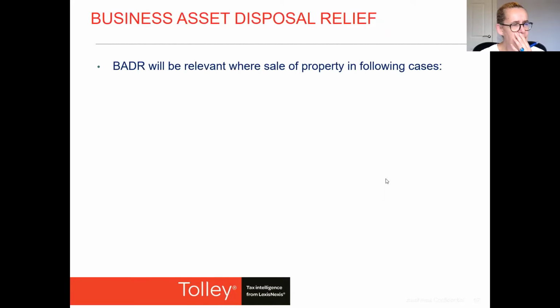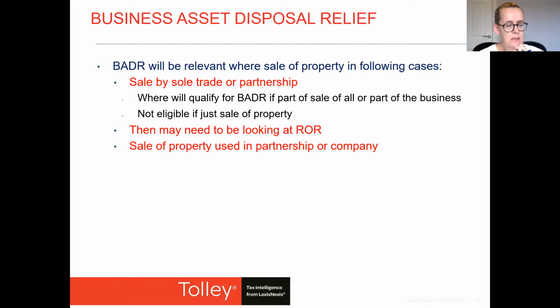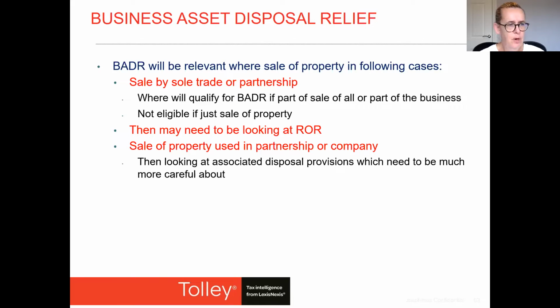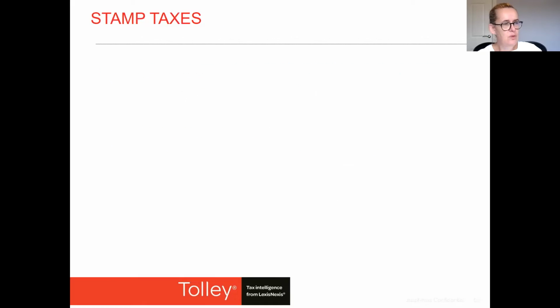Business asset disposal relief is going to be relevant to sales of commercial property, either way, where you are selling them as part of a sole trade or a partnership. You're not really going to get it if it's just a sale of the property. If you can't get business asset disposal relief, then you probably would be looking at rollover relief. Associated disposals, where you're holding property outside of a partnership or a company, you have to be a little bit more careful with. I'm very aware of the fact I'm glossing over this very quickly, but a lot of people cover business asset disposal relief because it arises in the context of very many different types of situations, so hopefully you are going to have knowledge of that from other sources.